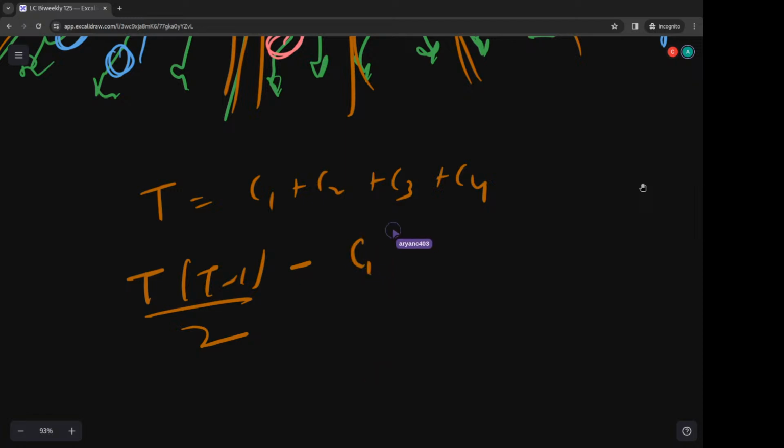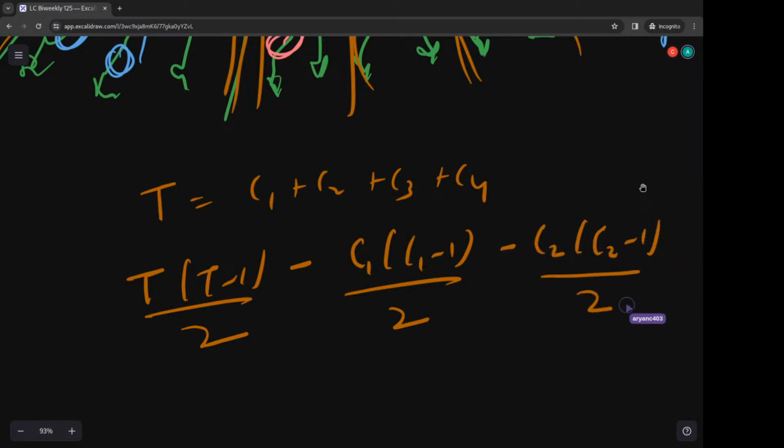Those would be C1 into C1 minus 1 by 2. These are the total number of pairs when both of the nodes would be picked from the first neighbor of the root. C2 into C2 minus 1 by 2: this subtraction is done for the case when we have picked both of the nodes from the same neighbor, which is the second neighbor of the child. This is for the third neighbor and this was for the fourth neighbor.